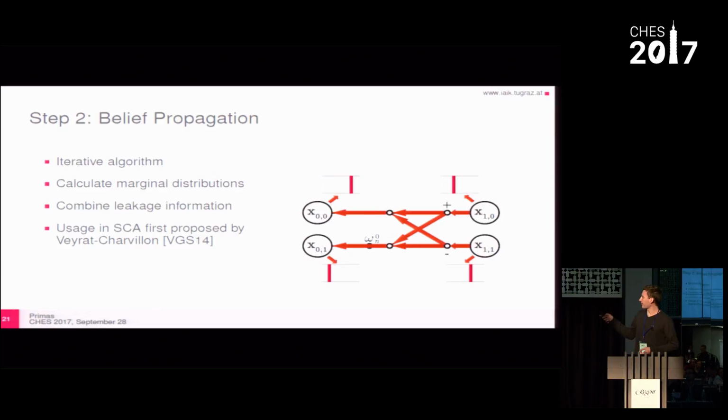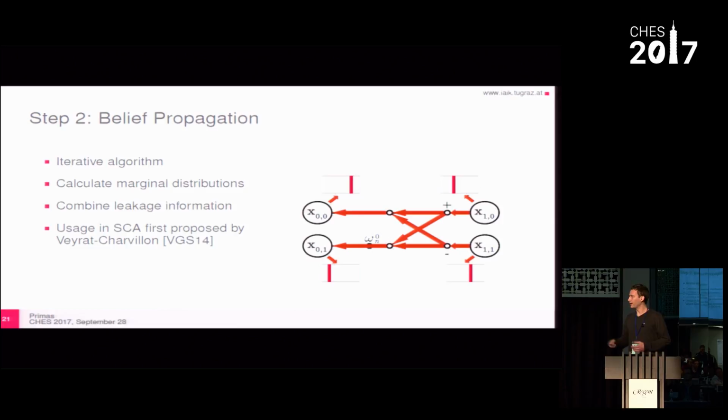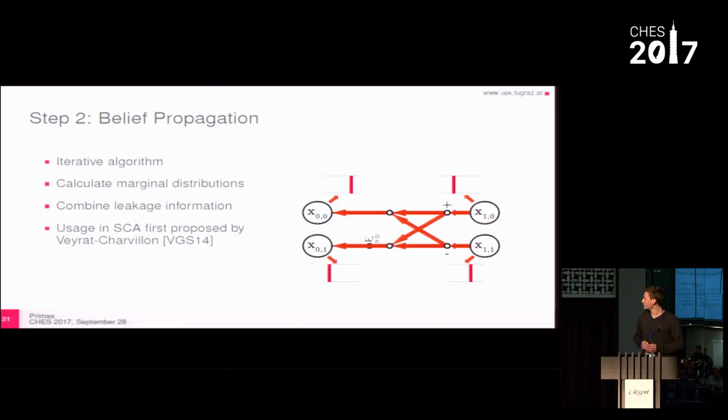So in general, this belief propagation algorithm is an iterative algorithm. So usually we do not expect it to work already just after one iteration. And usually it's also used to calculate marginal distributions. But in our case, we want to use it for combining leakage information. And the first usage was actually proposed by Vera-Chabillon in this paper that we have in the references at the end.